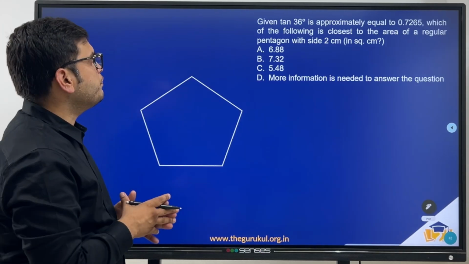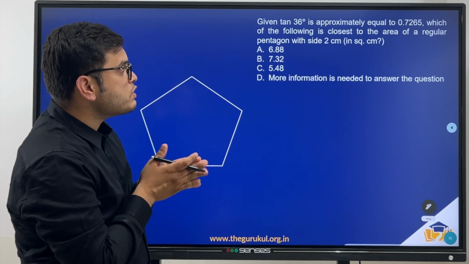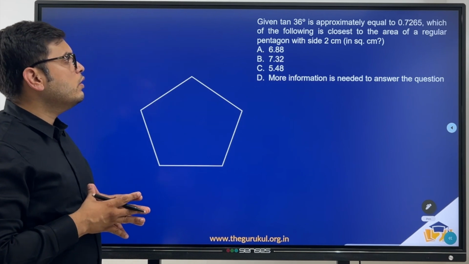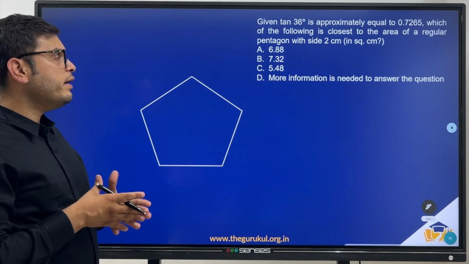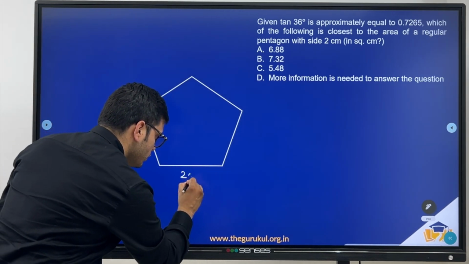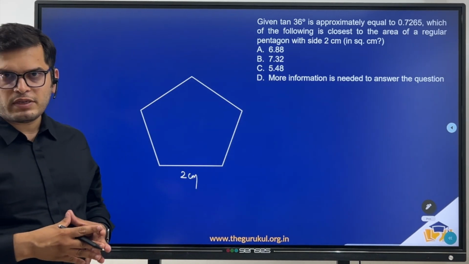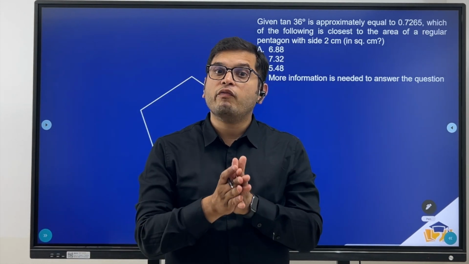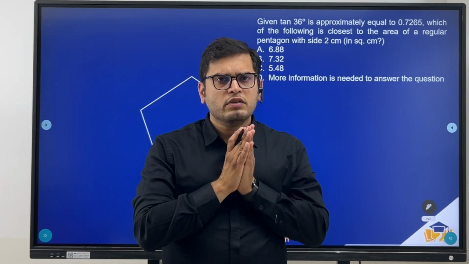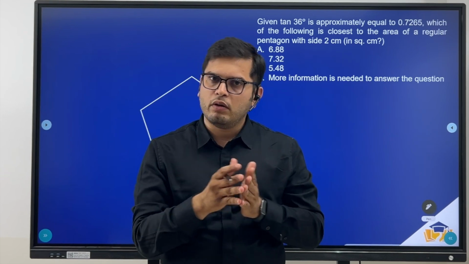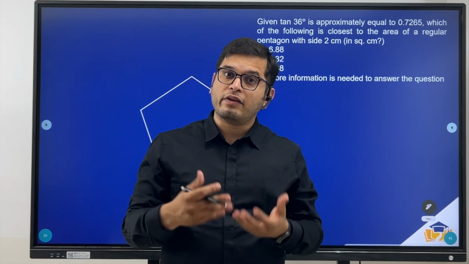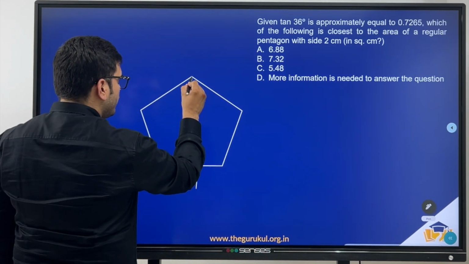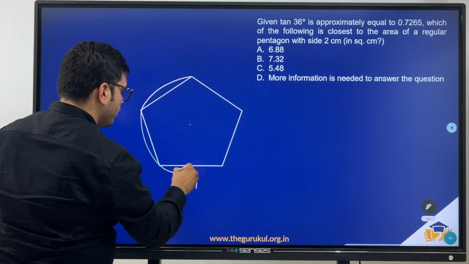Now coming to the second question: given tan 36 degrees is approximately equal to 0.7265, which of the following is closest to the area of a regular pentagon with side 2 centimeters? So the side of the pentagon is given to be 2 centimeters, and this is a regular pentagon. You take any regular polygon, that will be cyclic. For example, a square, a regular quadrilateral. A regular hexagon is also cyclic. Now this is a regular pentagon and this is also cyclic.